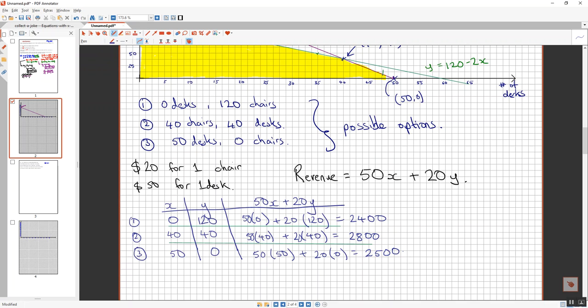So which one provides us with the most revenue? The middle one. So in order to make the most money, they must make 40 chairs and 40 desks. Have we all got that down?